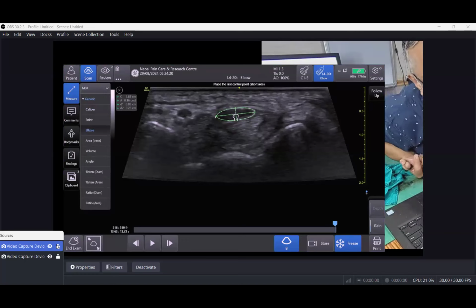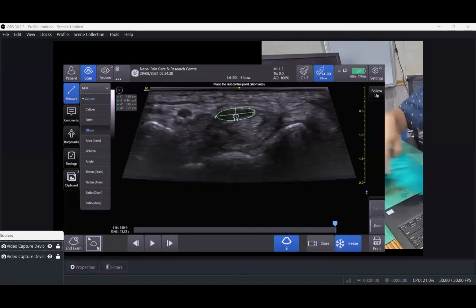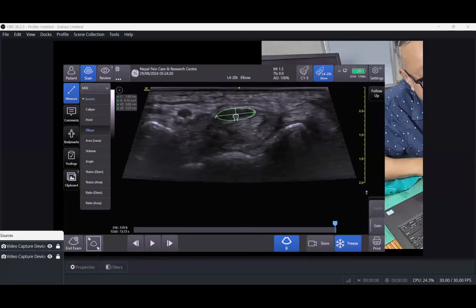There is a preset in your ultrasound machine. You can use that, and you can see the cross-section area. Look, can you see the cross-section area? It is 0.16 centimeter square. Can you see the measurement of the cross-section area? It is 0.16 centimeter square. Yes, sir, I have carpal tunnel syndrome. I do have carpal tunnel syndrome.